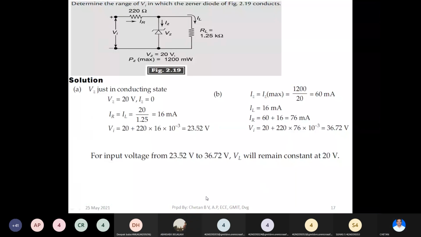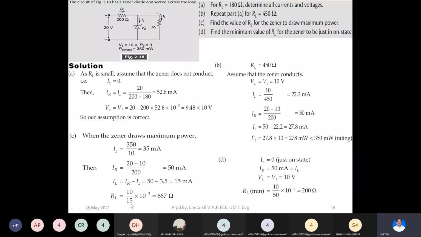Yes, sir. Then you will get RL equals 667 ohm.